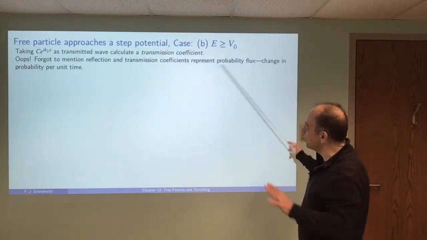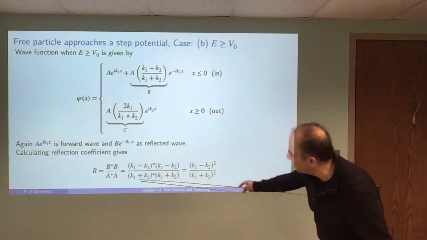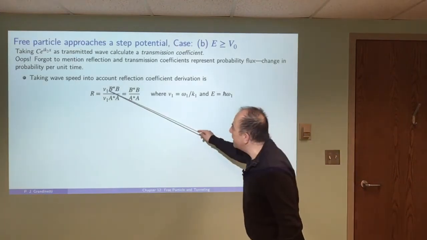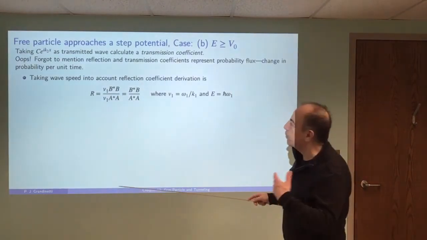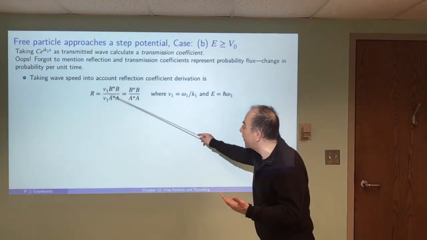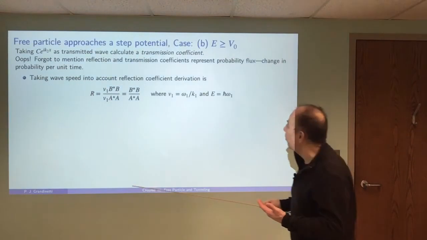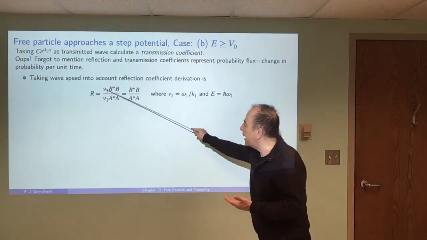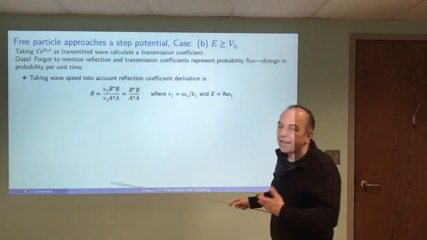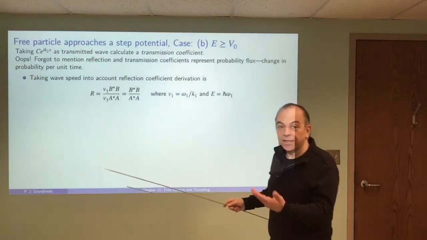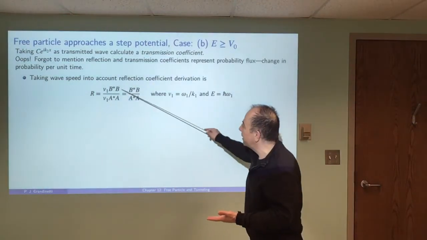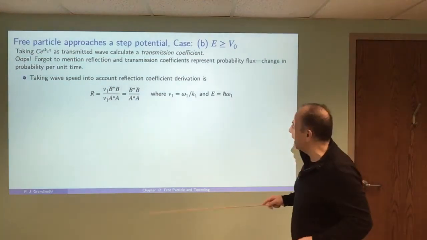But actually, one of the issues is when I calculated this, I didn't give you the full derivation here. In the full derivation, you need to include the probability flux, the change of probability per unit time. So we needed the wave speed to be multiplied times these probabilities in order to get the proper reflection coefficient. But since it's the same wave speed on the left, going forward or back, I didn't bother to give you the derivation. It just ends up being the value that I gave there.